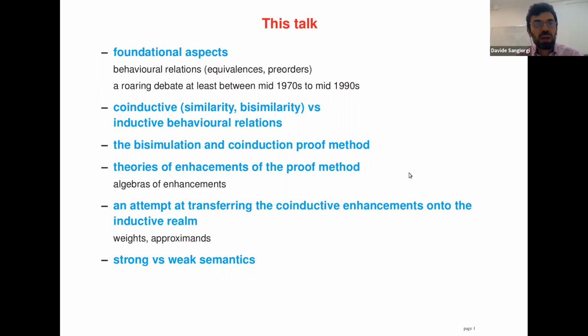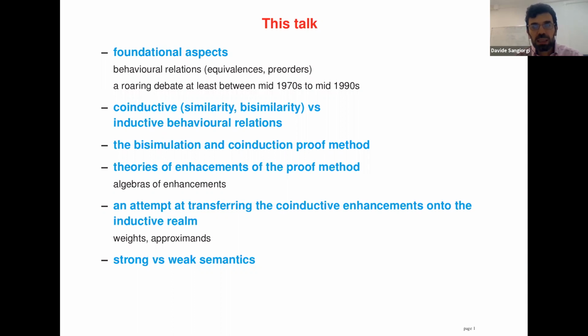However, among all these behavioral relations, we can approximately make a first classification between the coinductive ones, things like bisimilarity and similarity, and the inductive ones. By inductive, I mean behavioral relations that are based on observables that are inductively defined, so typically traces or enriched forms of trace.